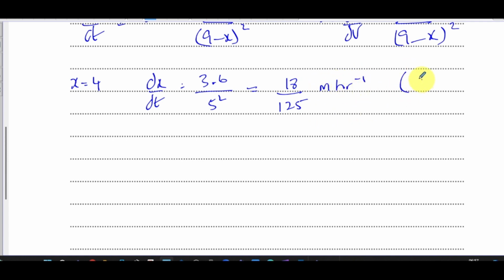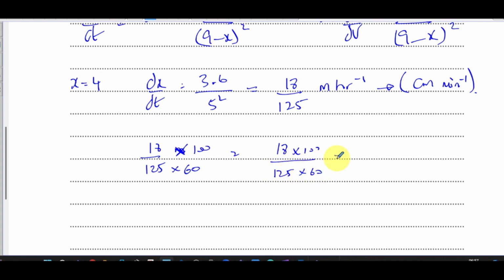Now we want to change it into centimeters per minute. How do we change it to centimeters per minute? Well, it's pretty simple. There's different ways you can think about it. One way is you can take 18 over 125. The numerator is in meters. You want to change it to centimeters, so you multiply by 100. And the denominator is in hours. You want to change it into minutes, so you multiply the denominator by 60. So it's going to be 18 times 100 over 125 times 60.